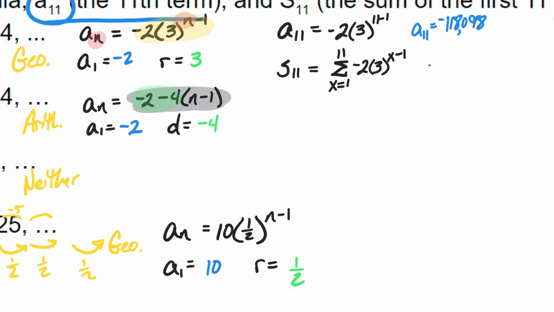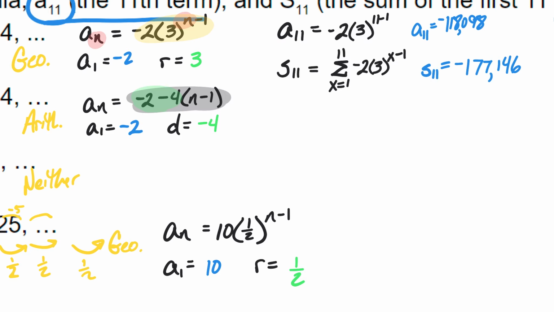And coming out from the sequence of the same value is going to be -177,146. All right, let's move to the next ones.